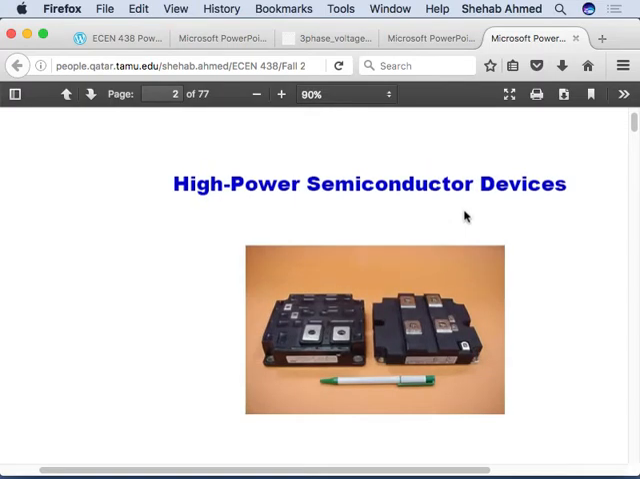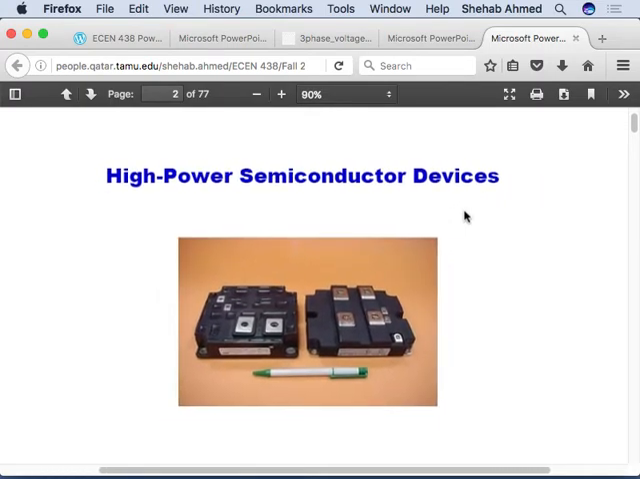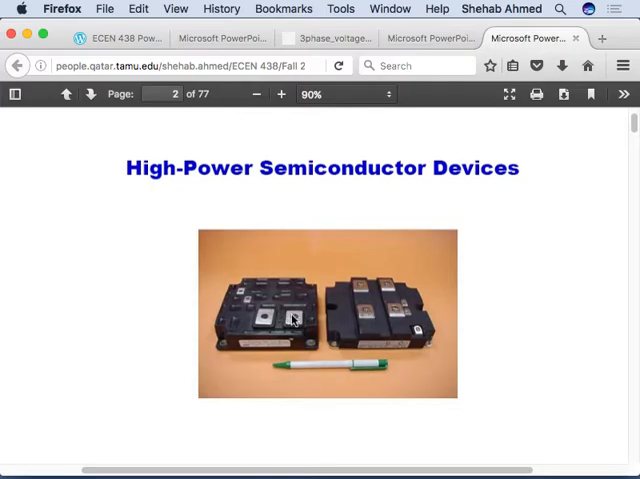So switches come in many packages, right? So this is, for example, an example of a high power semiconductor switch. In your phone, you have a switch as well. You have MOSFETs and BJTs and IGBTs. So depending on the power rating, the silicon itself is large, as well as the packaging differs, right?